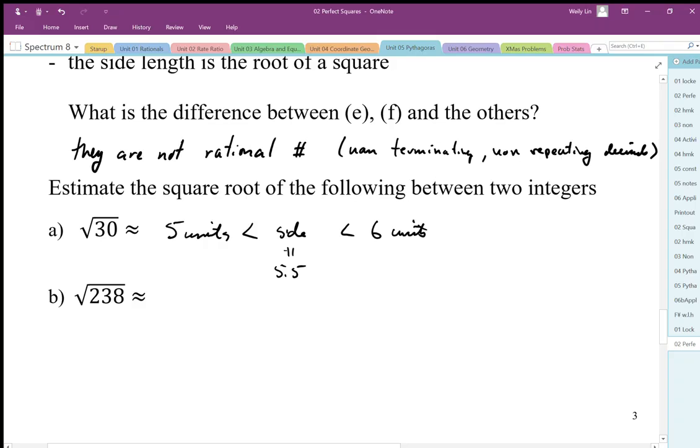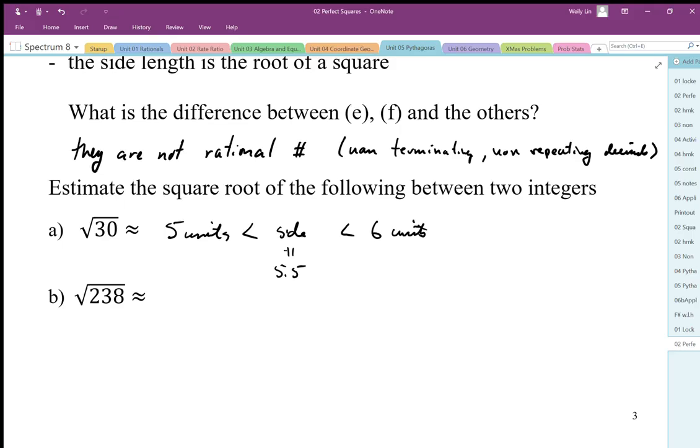So 5.5 is not quite going to give us an area of 30. In fact, if we square 5.5, let's try that on our calculator, 5.5 squared gives us a little bit bigger than 30, so 30.25. That's not a bad guess. That's pretty good. That's pretty close. And we only need to get close.